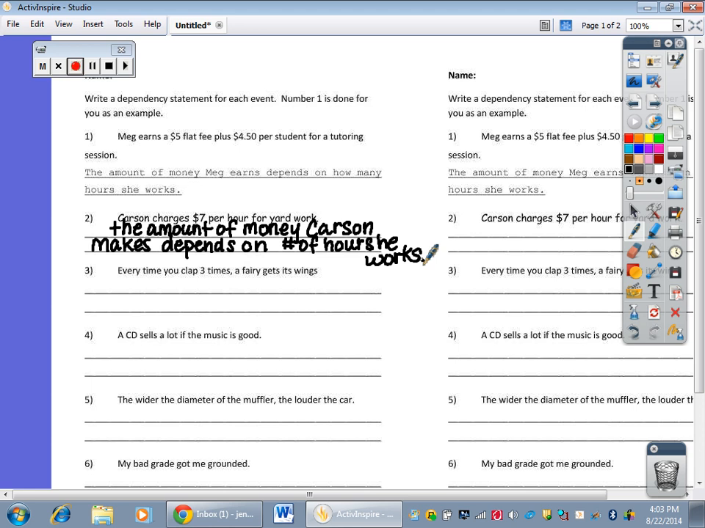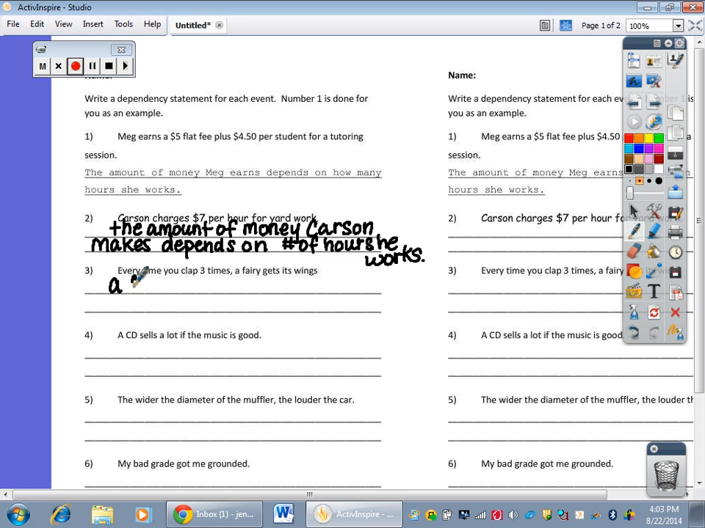Number 3, every time you clap 3 times, a fairy gets its wings. So the two variables are the number of times that you're clapping and a fairy getting its wings. So we have to ask ourselves, does the fairy getting the wings depend on the claps, or do the claps depend on the fairy getting its wings? Well, a fairy gets its wings if you clap. So you have to clap first. So the number of times you clap has to be the independent variable. That has to occur first.